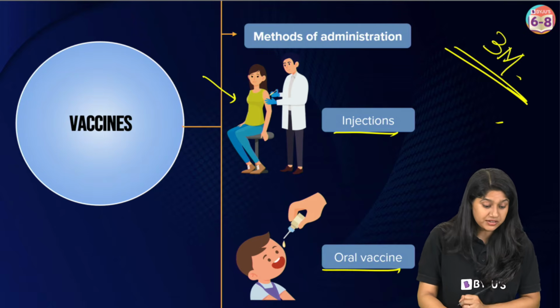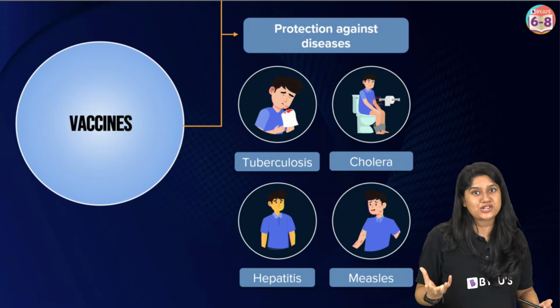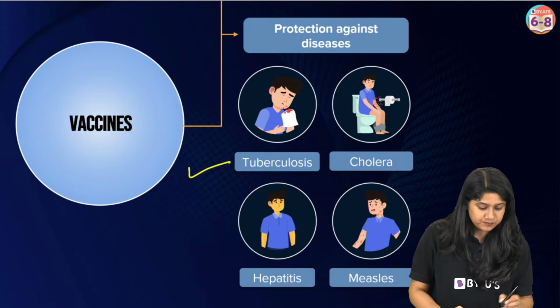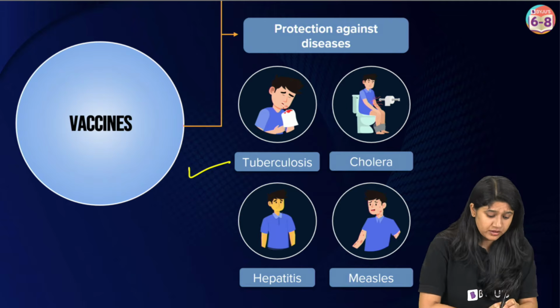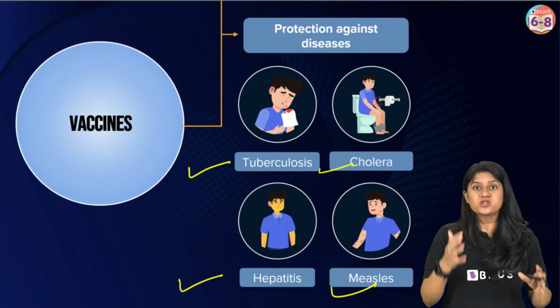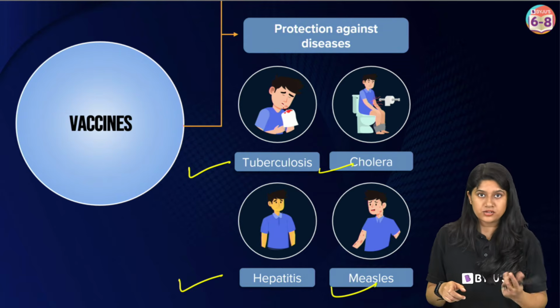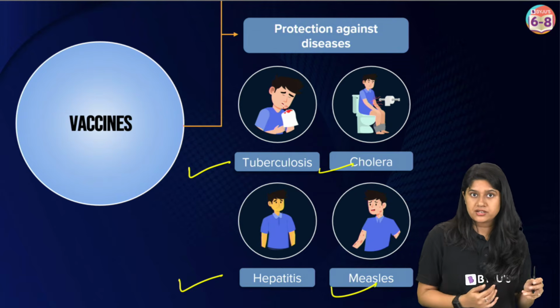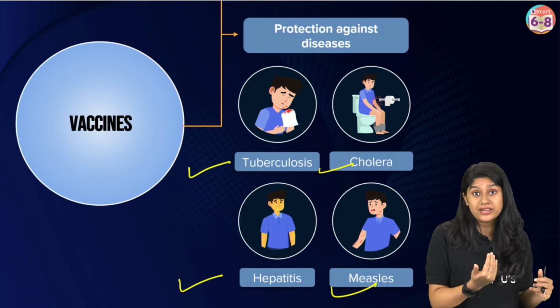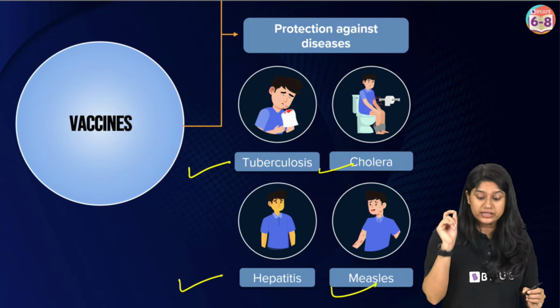Now let's discuss the different types of vaccines we have, and the diseases they provide protection against. So we have tuberculosis, cholera, of course, hepatitis and measles. I'm sure when you were younger, you would have taken the vaccines for hepatitis and measles, right? So in the future, just in case we encounter them again, our body will not have that adverse effect. This is really very important.